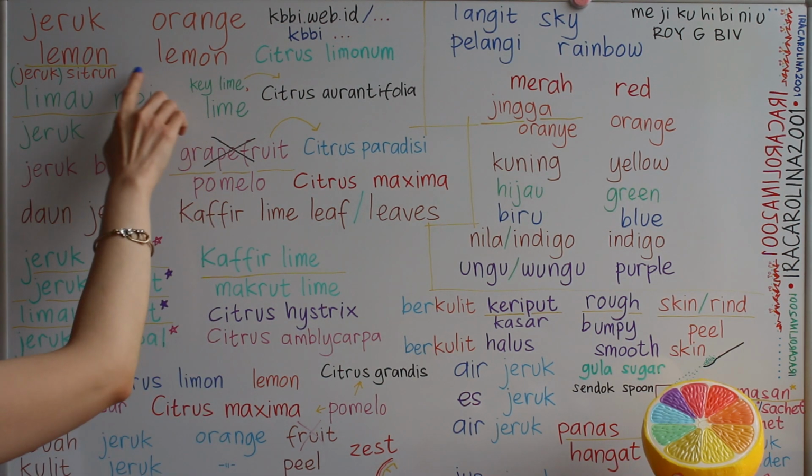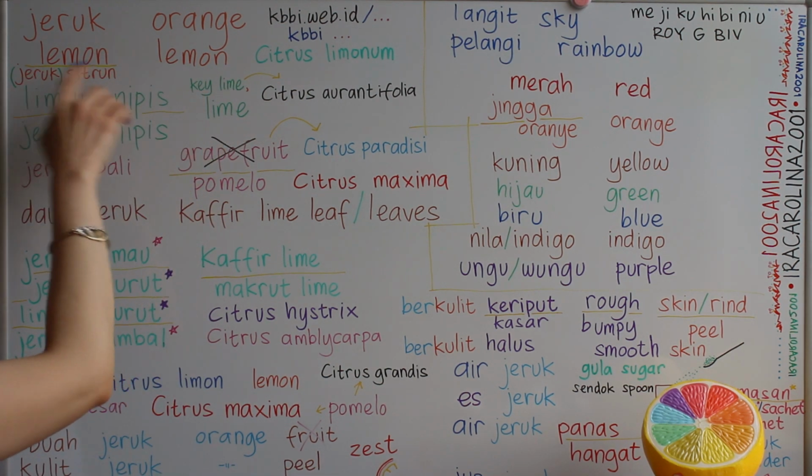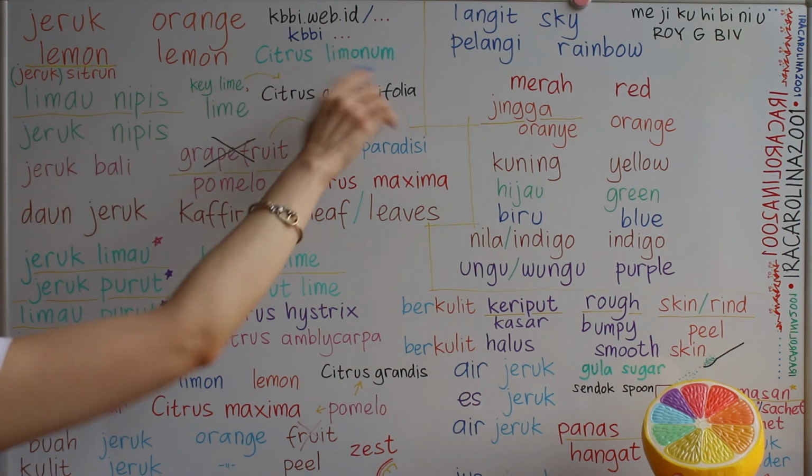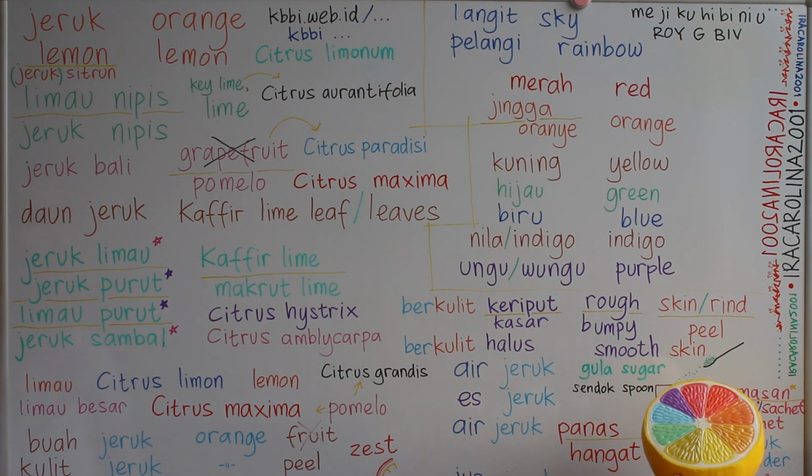And for lemon, lemon is Citrus limonum. You might check it by Google to see the image.